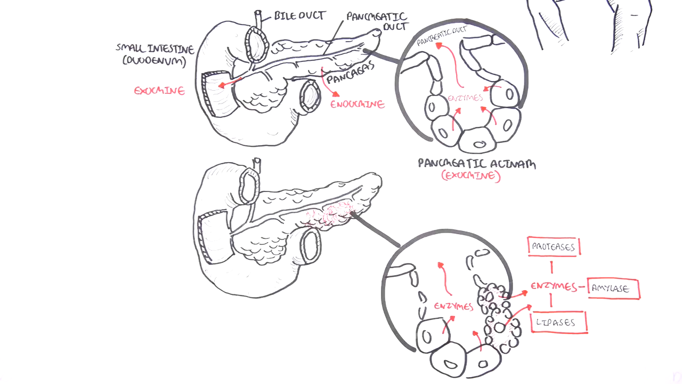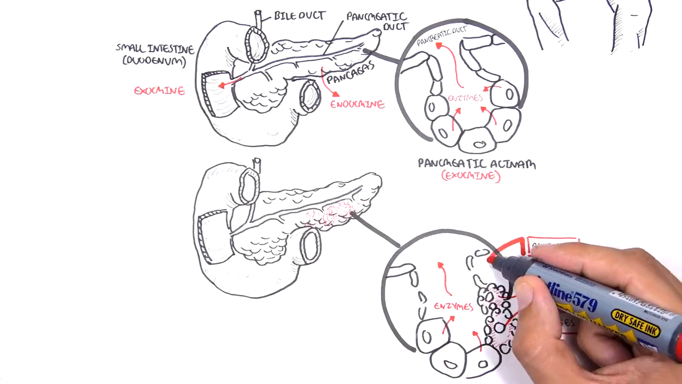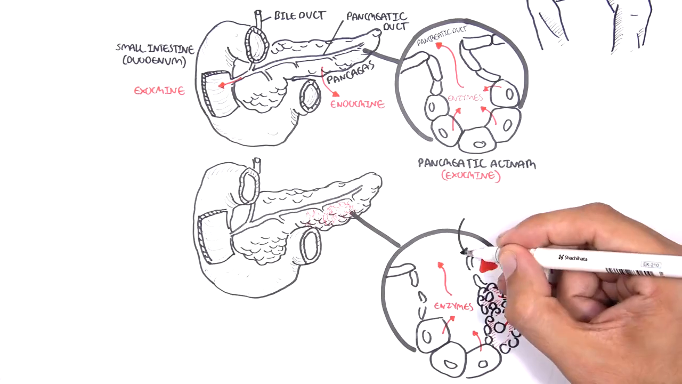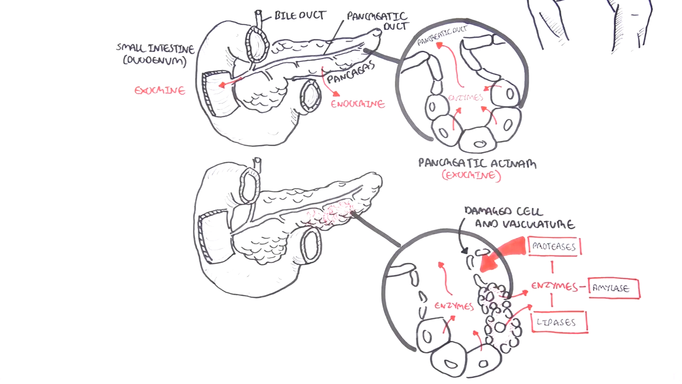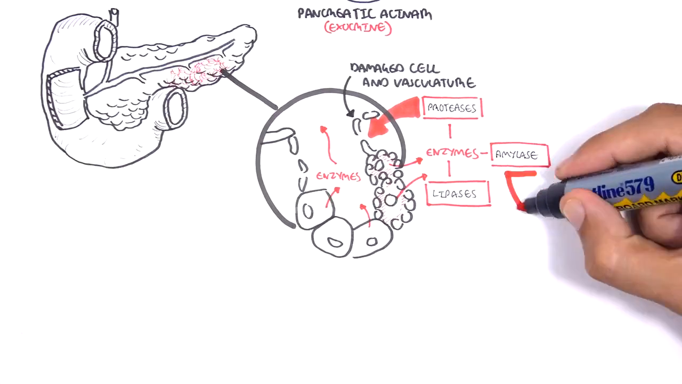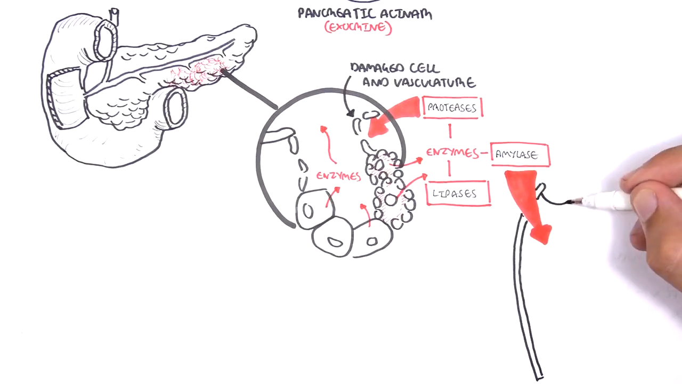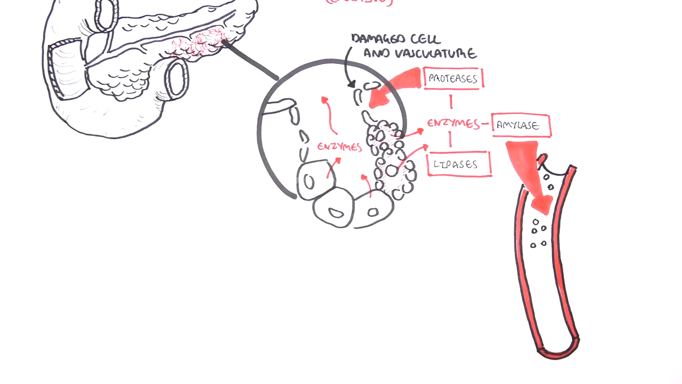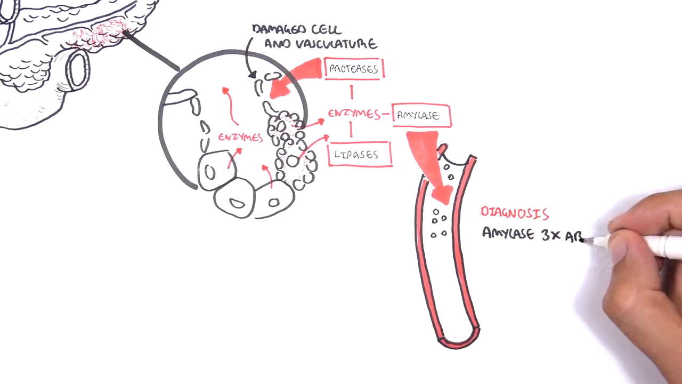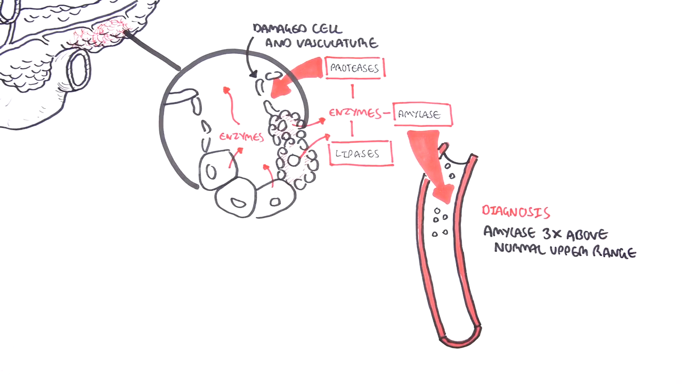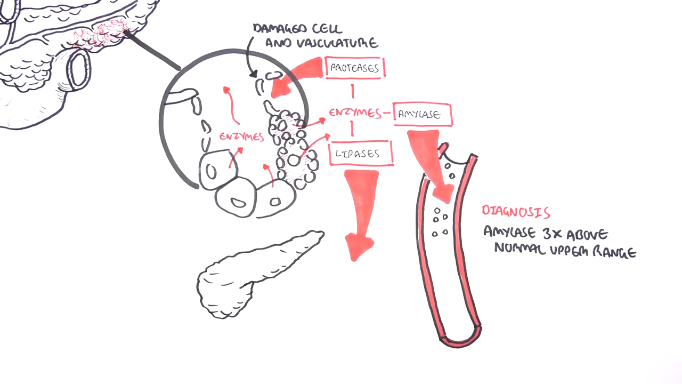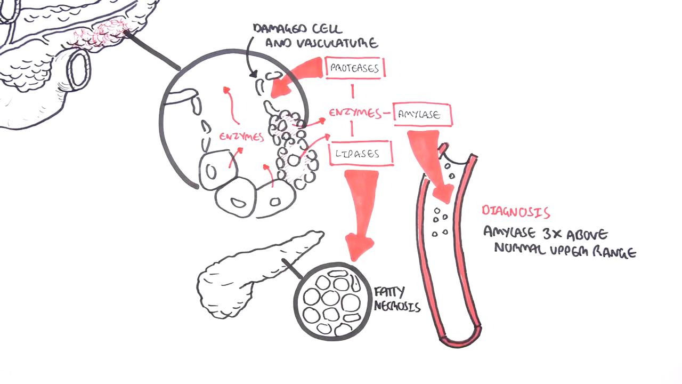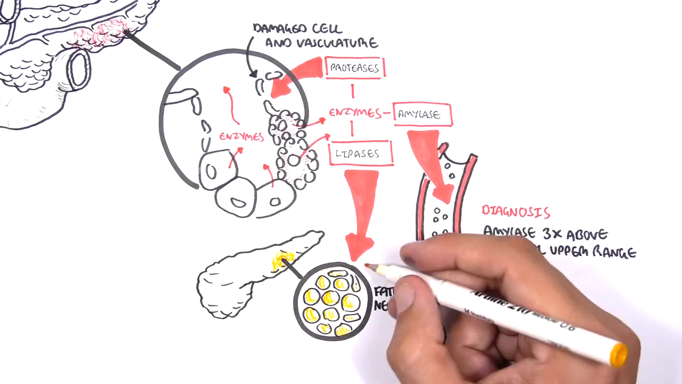Because the enzymes are released not into the duct, but into the surrounding pancreatic tissue, the proteases cause damage to cells and vasculature through protein-mediated damage. The amylase levels increase in the blood, which is useful for diagnosing pancreatitis, but it is not specific. The lipases also increase in the blood and can result in a serious complication of fatty necrosis of the pancreas.